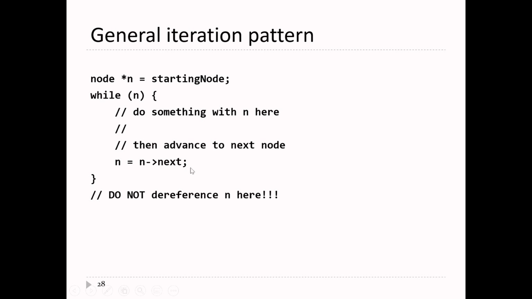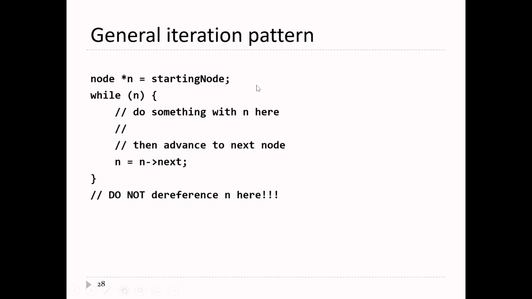Now, whatever you do at the end of this loop, don't dereference n here. Don't try to use n next or n elem, because at this point n is null. The loop condition is that n is not null, so at the end of the loop, n is null. Don't try to dereference n there. And that's the general pattern for walking along a sequence of nodes.